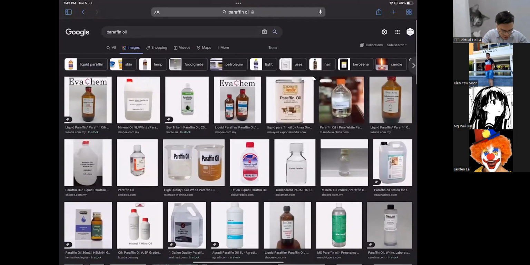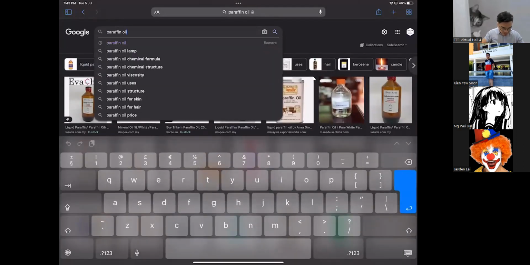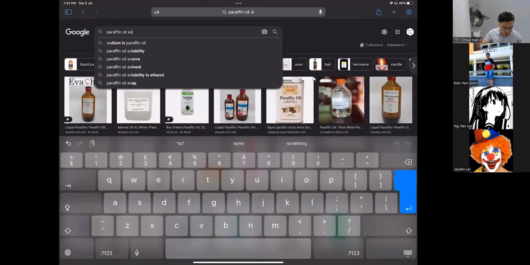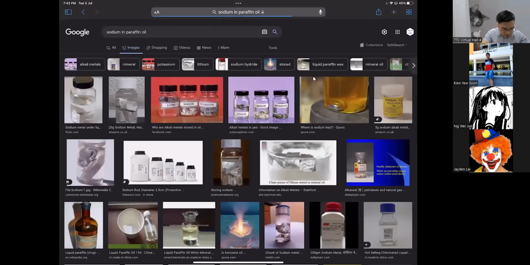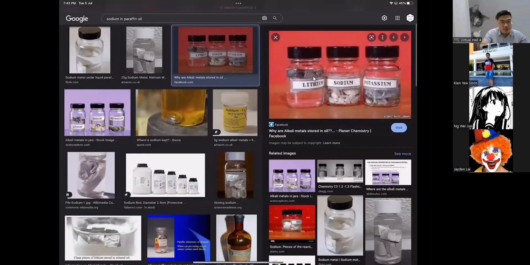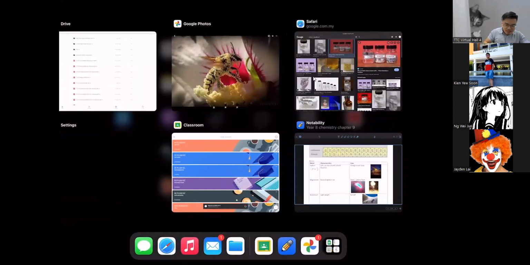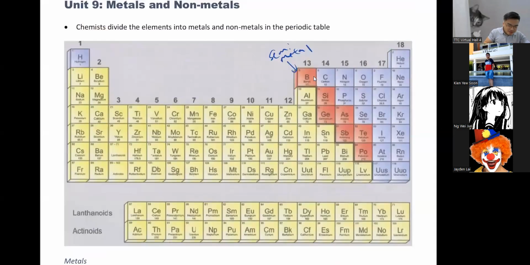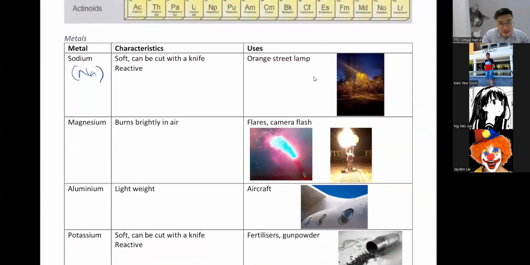If you see sodium, you put sodium in paraffin. There, you keep it in paraffin oil. Lithium, sodium, and potassium, these three are all your group 1 metals. You will learn this next year. All your group 1 metals, lithium, sodium, and potassium, you have to keep them in oil because they are that reactive. They touch water, they explode. They react with air, they catch fire. They react with anything, they explode. So that's why you keep them in paraffin oil.